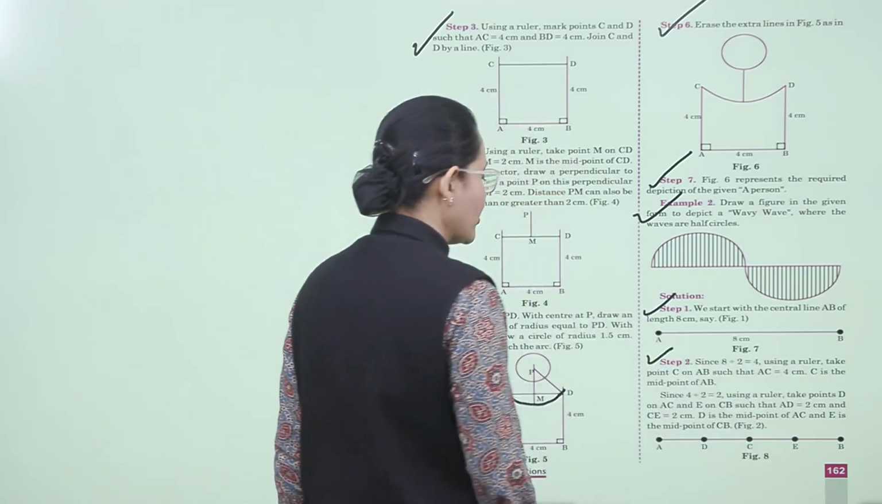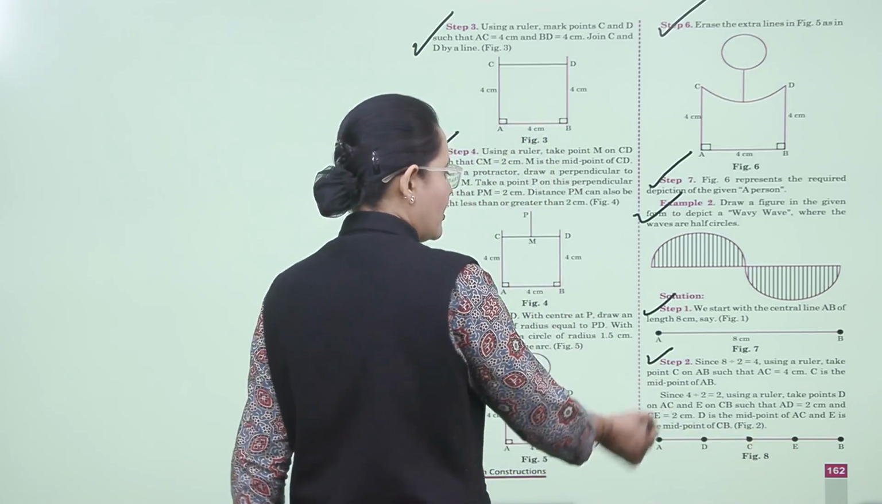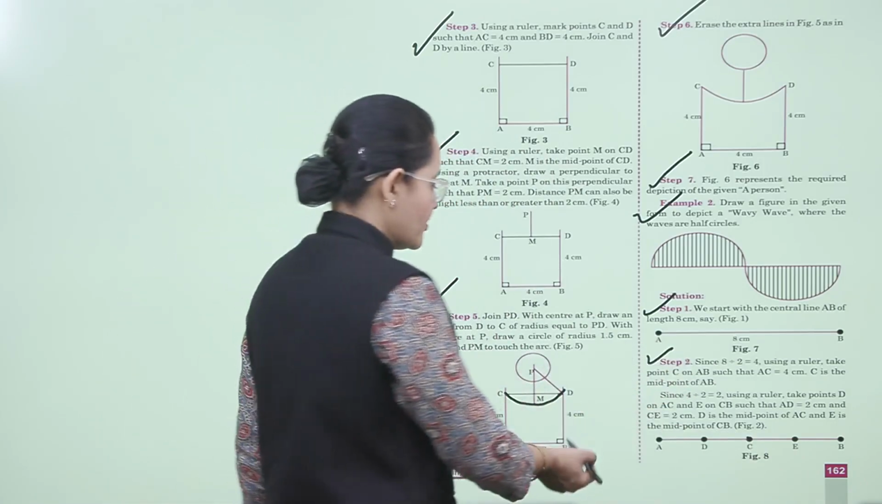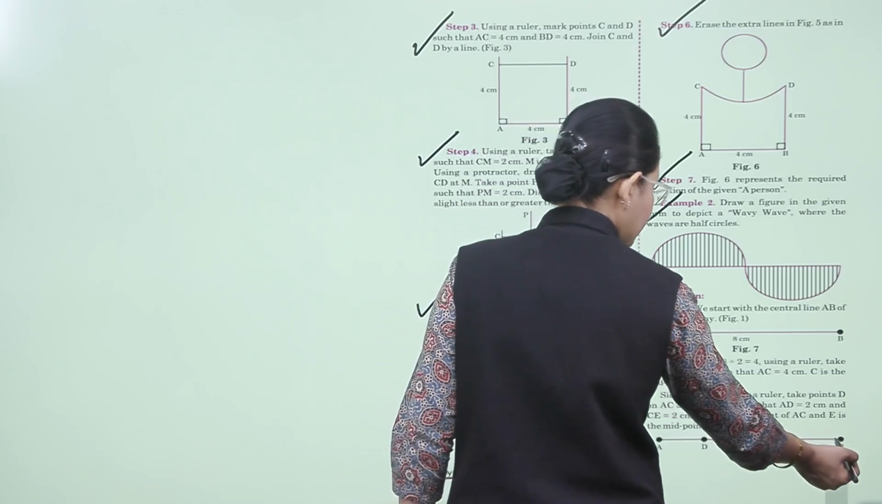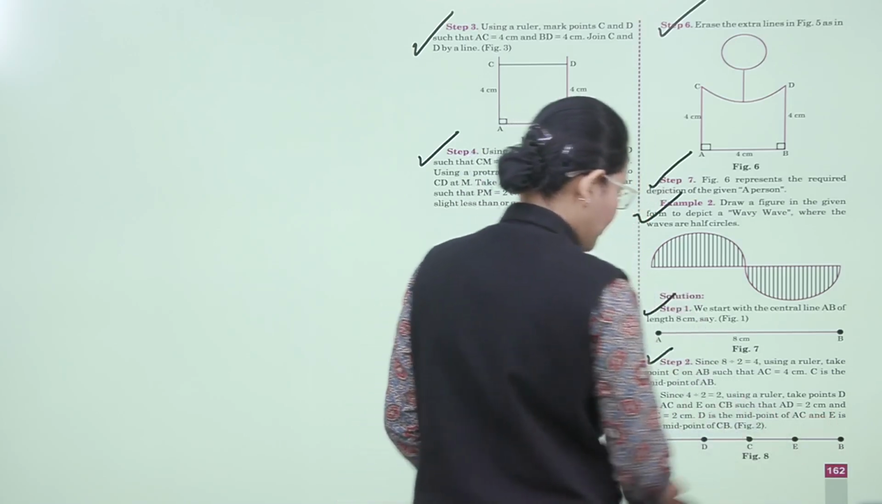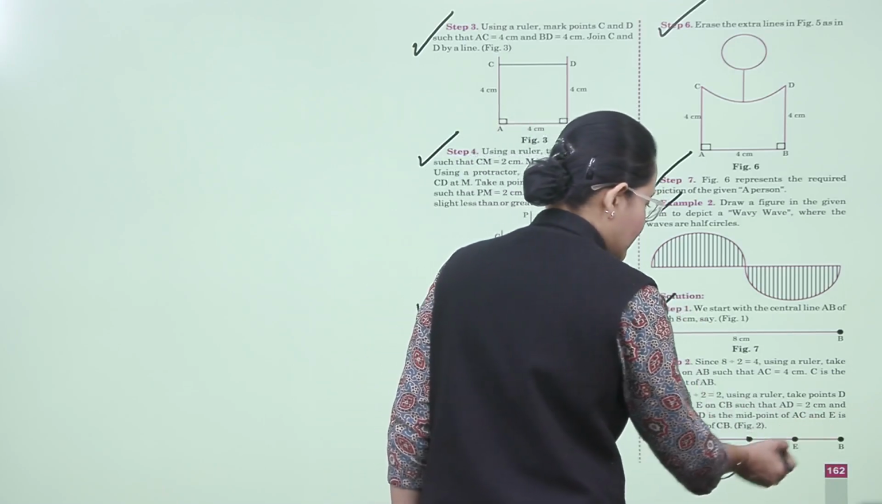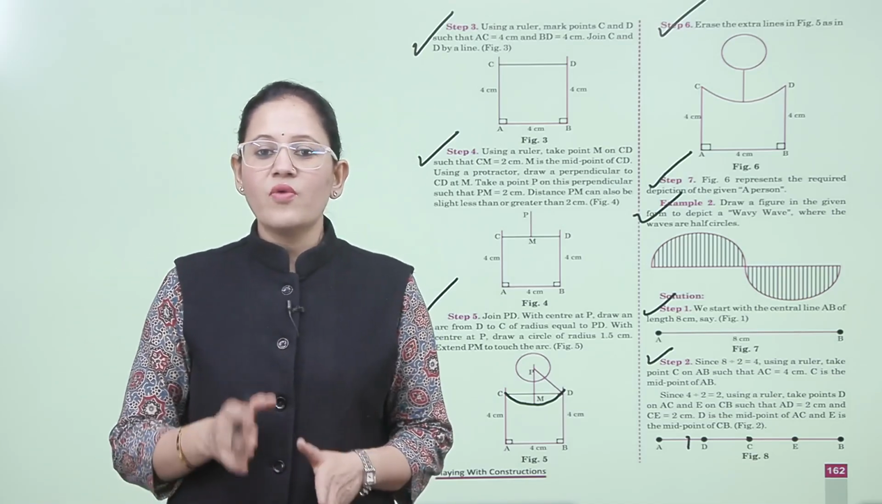Using the ruler, take a point C, such that it will divide the given line into 2 equal parts. It will divide AB into 2 parts, AC and CB. Clear? Now what we have to do?